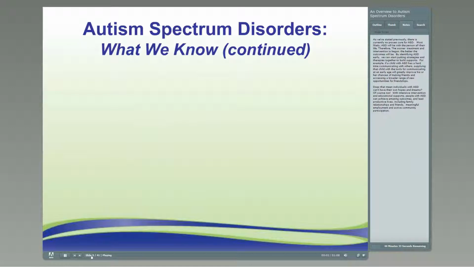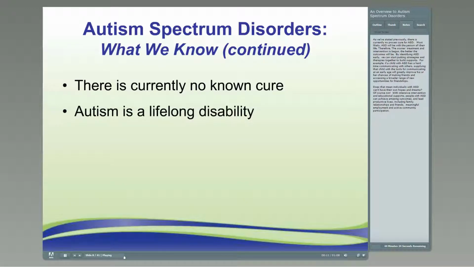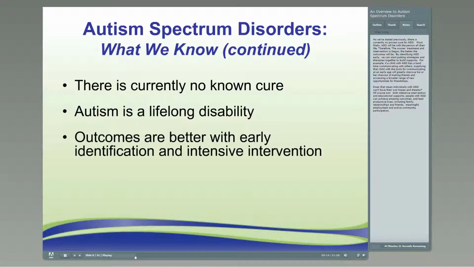As we've stated previously, there is currently no proven cure for autism spectrum disorders. Most likely ASD will be with the person all their life. Therefore, the sooner treatment and intervention is begun, the better the outcomes will be. By identifying autism spectrum disorders early, we can start putting strategies and therapies together to build supports. For example, if a child with autism spectrum disorder has a hard time communicating with others, supplying that child with the tools for communicating at an early age will greatly improve his or her chances of making friends and accessing a broader range of new opportunities to build friendships.